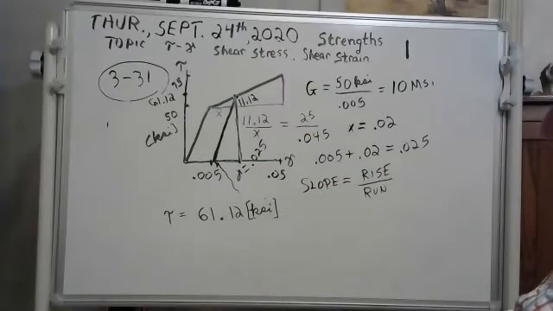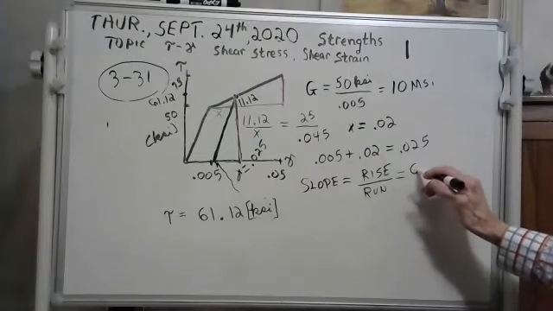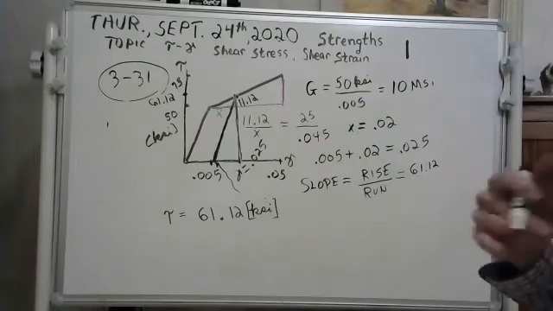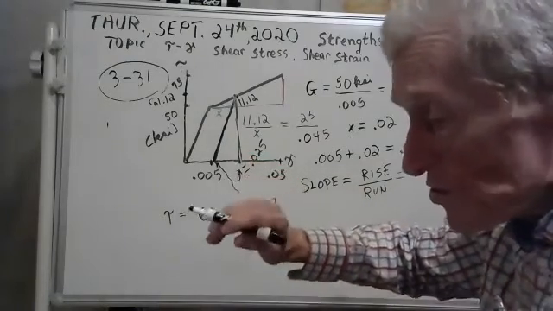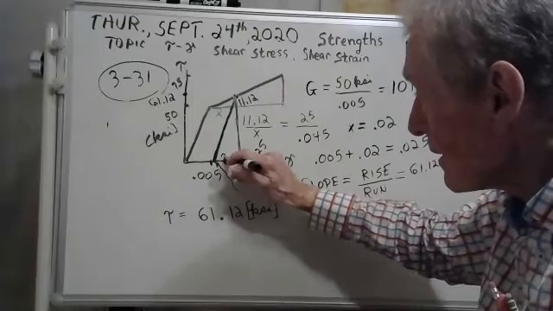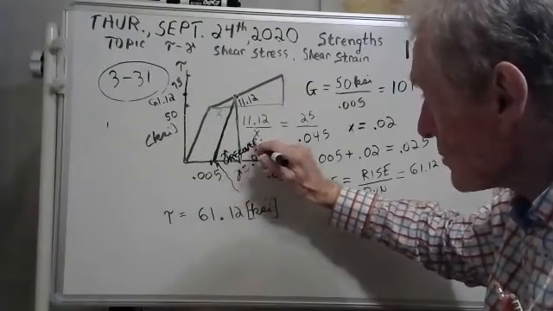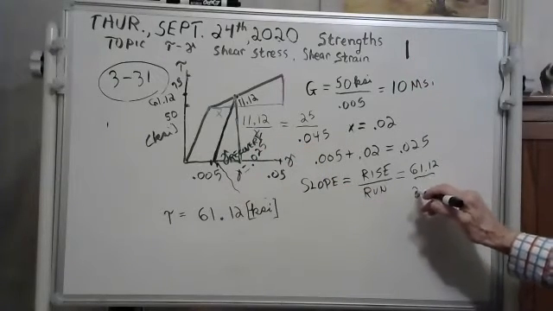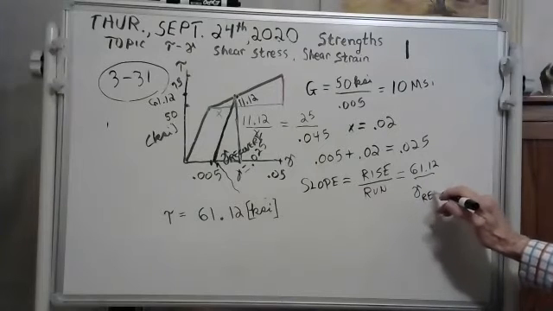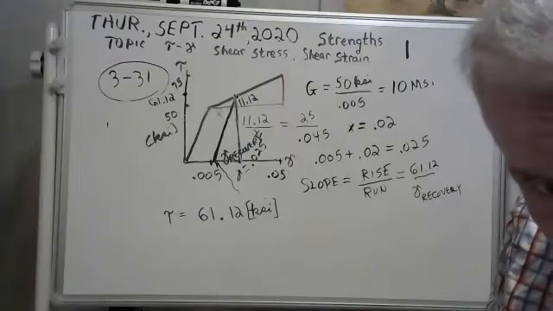Okay. Well, that rise, I tell you what it is. It's 61.12. Now the run, it's got a name. It's called the shear strain recovery. Here, I'll write it out for you. It's called the shear strain recovery. It's the shear strain recovery. Does that show up? Yeah, I think maybe you can read that.